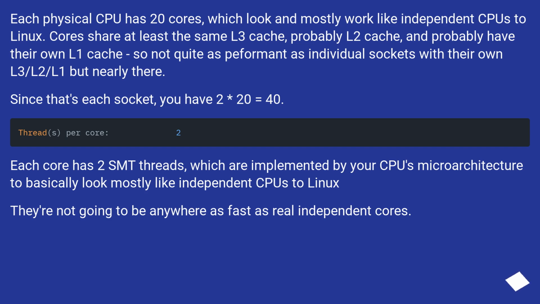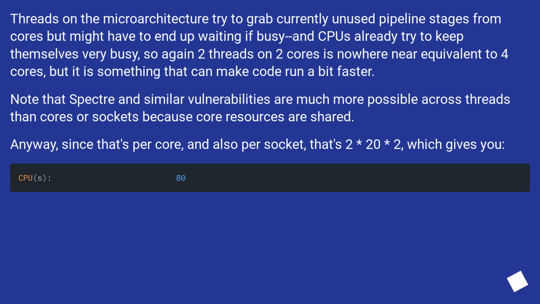Each core has 2 SMT threads, which are implemented by your CPU's microarchitecture to basically look mostly like independent CPUs to Linux. They're not going to be anywhere as fast as real independent cores. Threads on the microarchitecture try to grab currently unused pipeline stages from cores, but might have to end up waiting if busy, and cores already try to keep themselves very busy. So again, 2 threads on a core is nowhere near equivalent to 2 cores, but it is something that can make code run a bit faster.